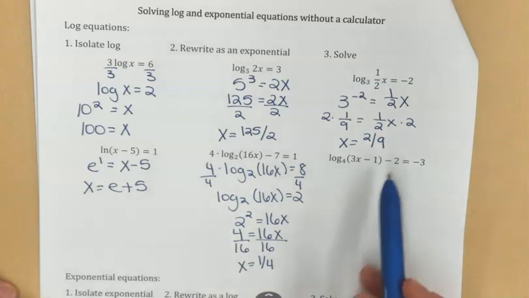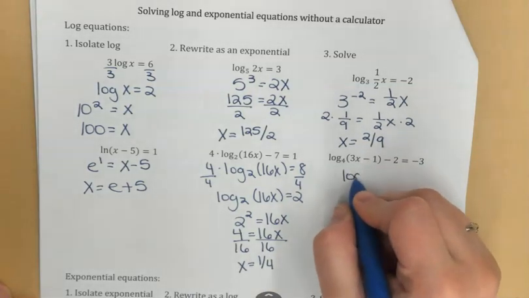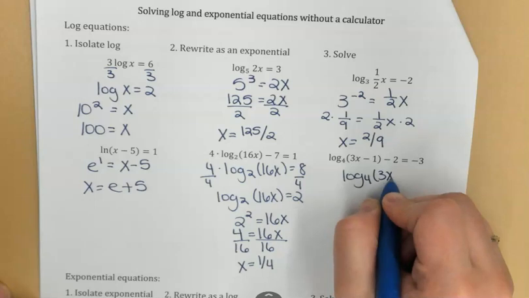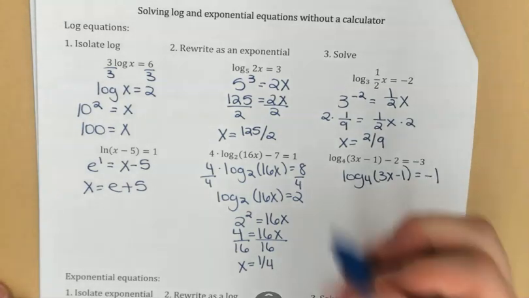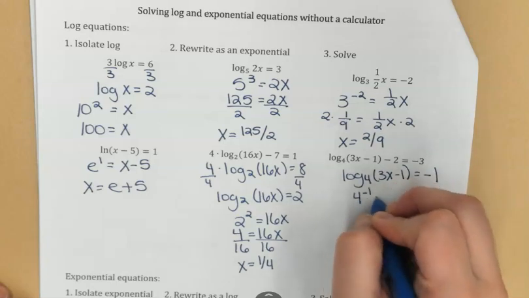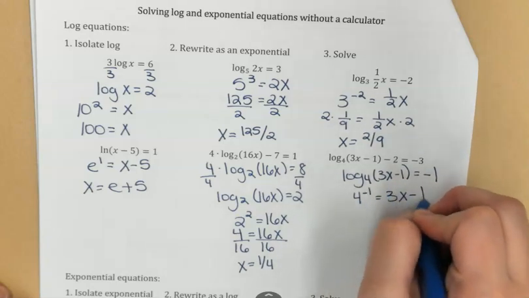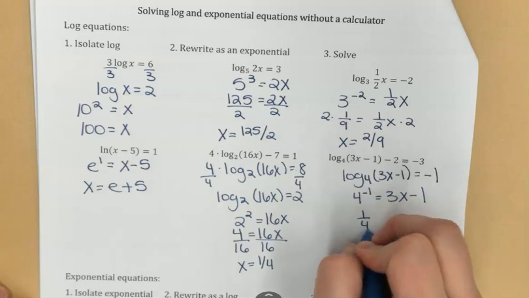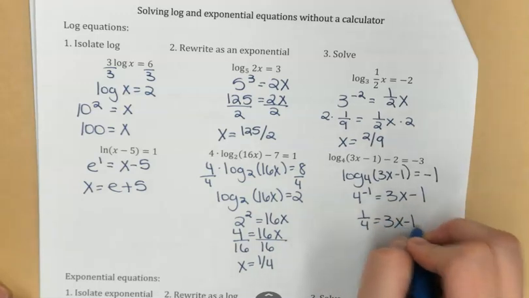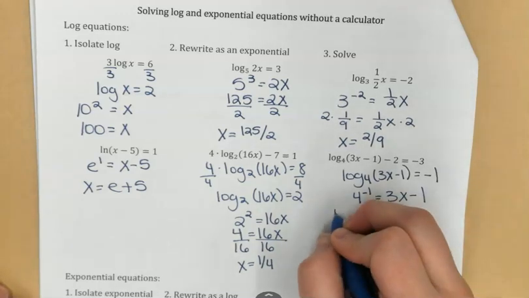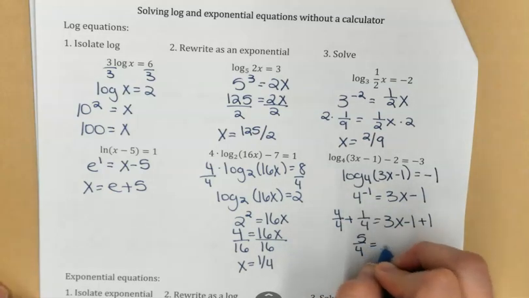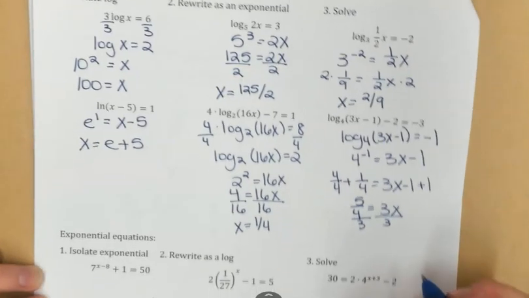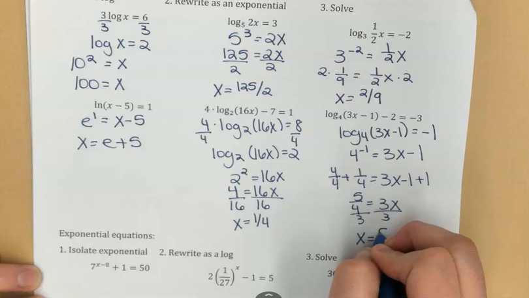And then the last one for this set, I'm going to add 2. So that the log base 4 of 3x minus 1 is equal to negative 1. So as an exponential, this will now be 4 to the negative 1 equals 3x minus 1. So 1/4 equals 3x minus 1. I'm going to add 1 and go ahead and put that as a fraction over here. So 5/4 equals 3x. Then I need to divide both sides by 3, and my final answer will be 5/12.